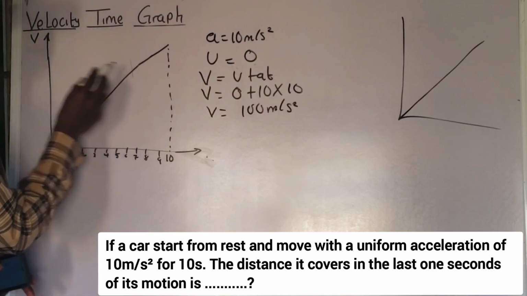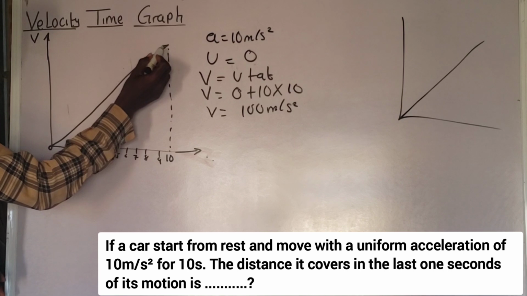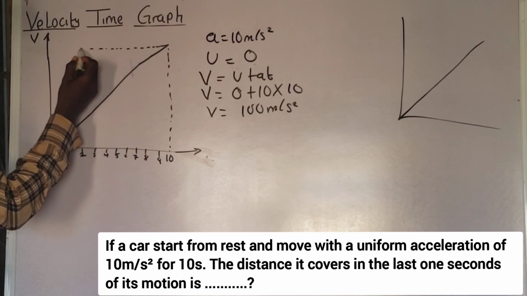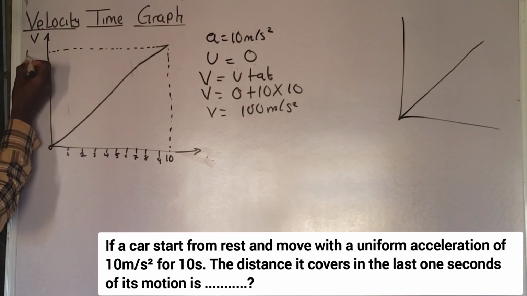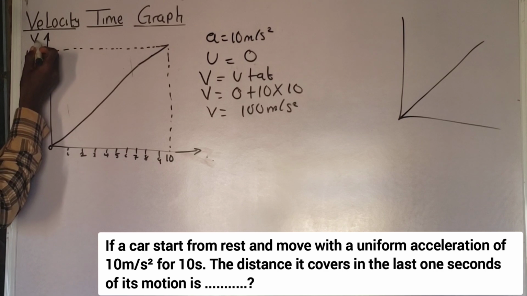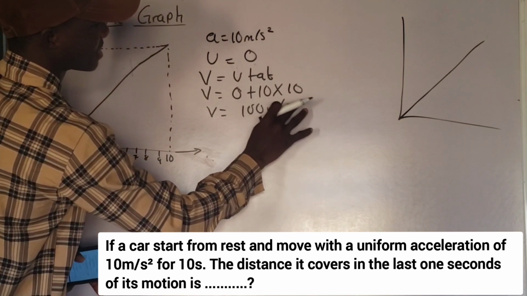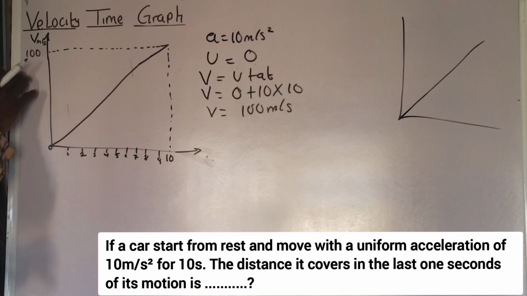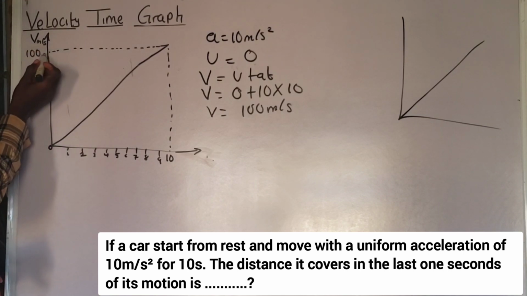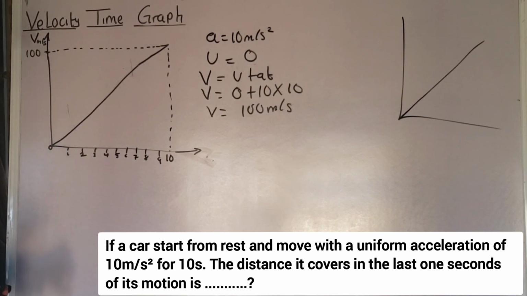So the velocity at this point is what? 100 meters per second squared. Okay, this is meter per second. Oh, sorry. Velocity is in meter per second. So the velocity at this point is what? 100. Okay, 100 meters per second.